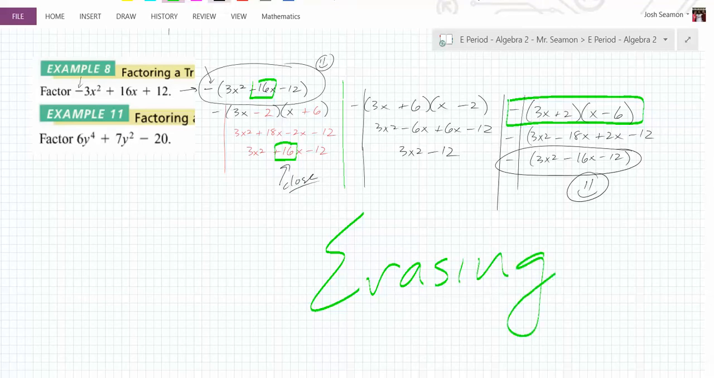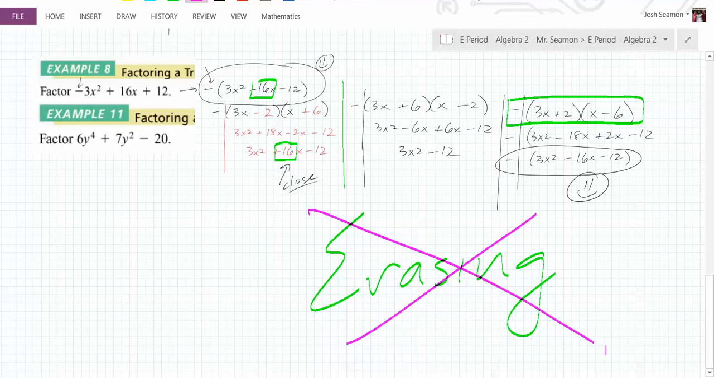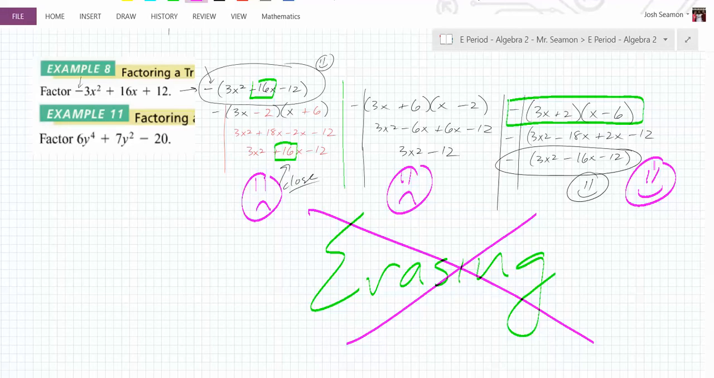Why do you have to be careful about erasing? Make sure you don't reuse information. Exactly. My recommendation is don't erase. Just draw a frowny face, and then a happy face. You need to be able to go back and check what you did.